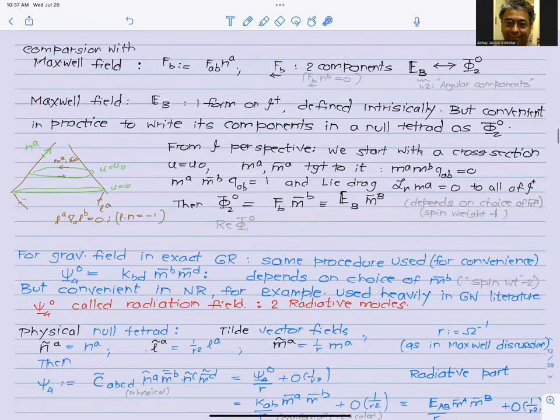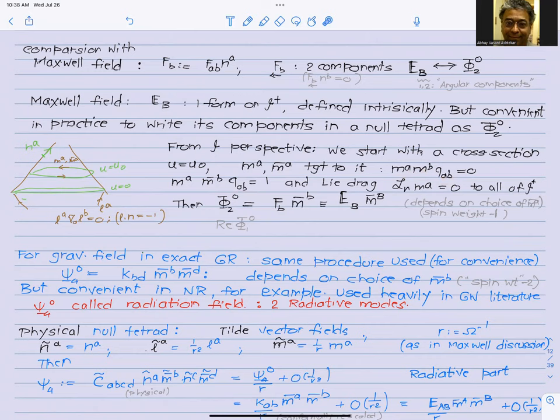From the scri perspective, we can start with a cross-section, u equal to u naught, and I can define this coordinate, these tetrad vectors m and m-bar, such that m m times the two-sphere metric on that cross-section is equal to zero, m-bar m-bar times that equal to zero, and m m-bar equal to one.